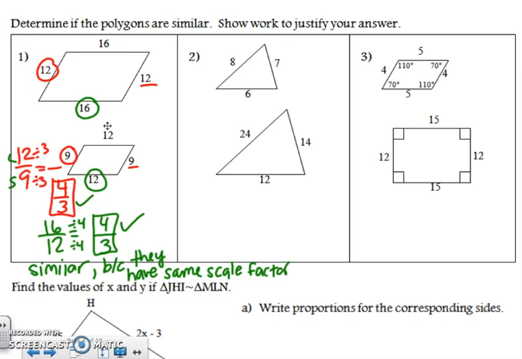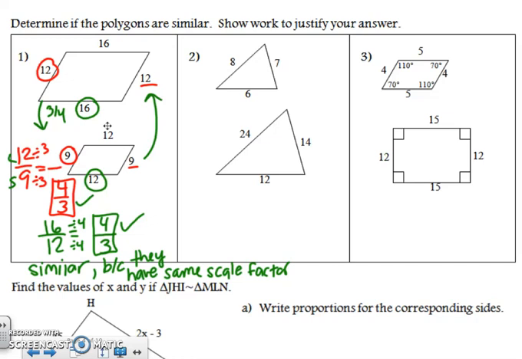Okay. So again, if you were going from the small shape to the large shape, 4/3 would be your scale factor. It would be 3/4 if you were going from the larger to the smaller. Okay. All right, moving on.